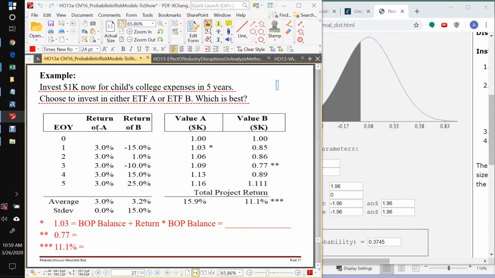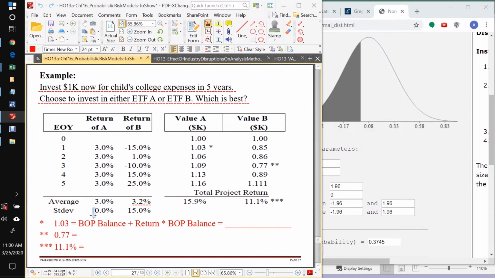So what I've got here is the returns for A, the returns for B, and the end of year annual return going out for 5 years. Okay, so if we just look at the average returns and standard deviations, we'd see that B has a higher average return than A. So if we didn't know any better, we might say, well, clearly we want to go with B because it has the higher average return.